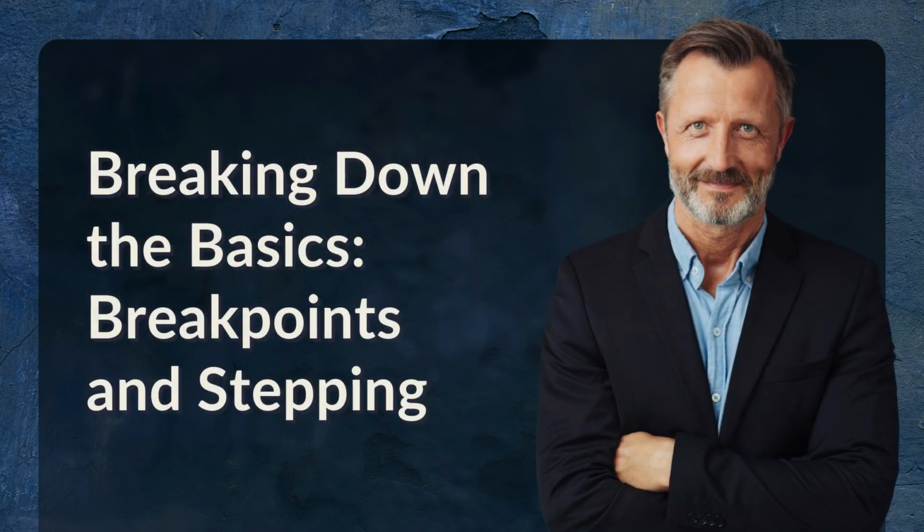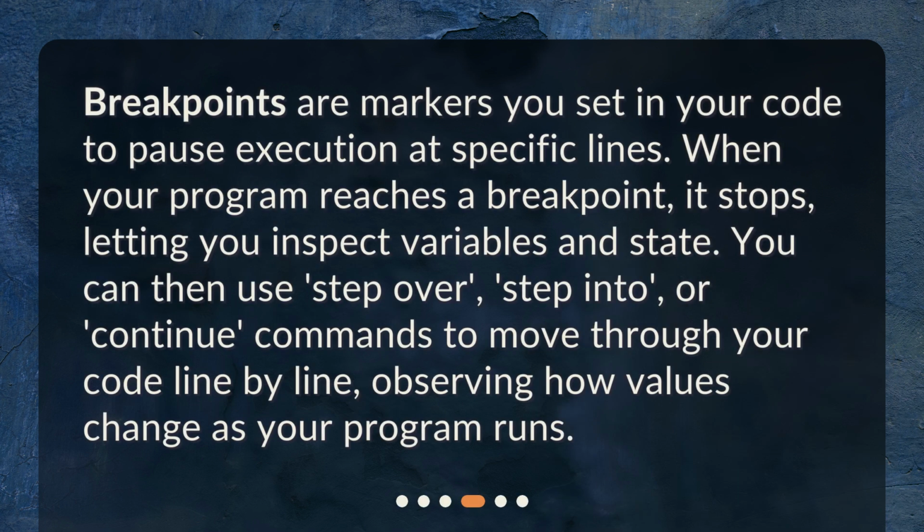Breaking down the basics, breakpoints and stepping. Breakpoints are markers you set in your code to pause execution at specific lines. When your program reaches a breakpoint, it stops, letting you inspect variables and state. You can then use step over, step into, or continue commands to move through your code line by line, observing how values change as your program runs.